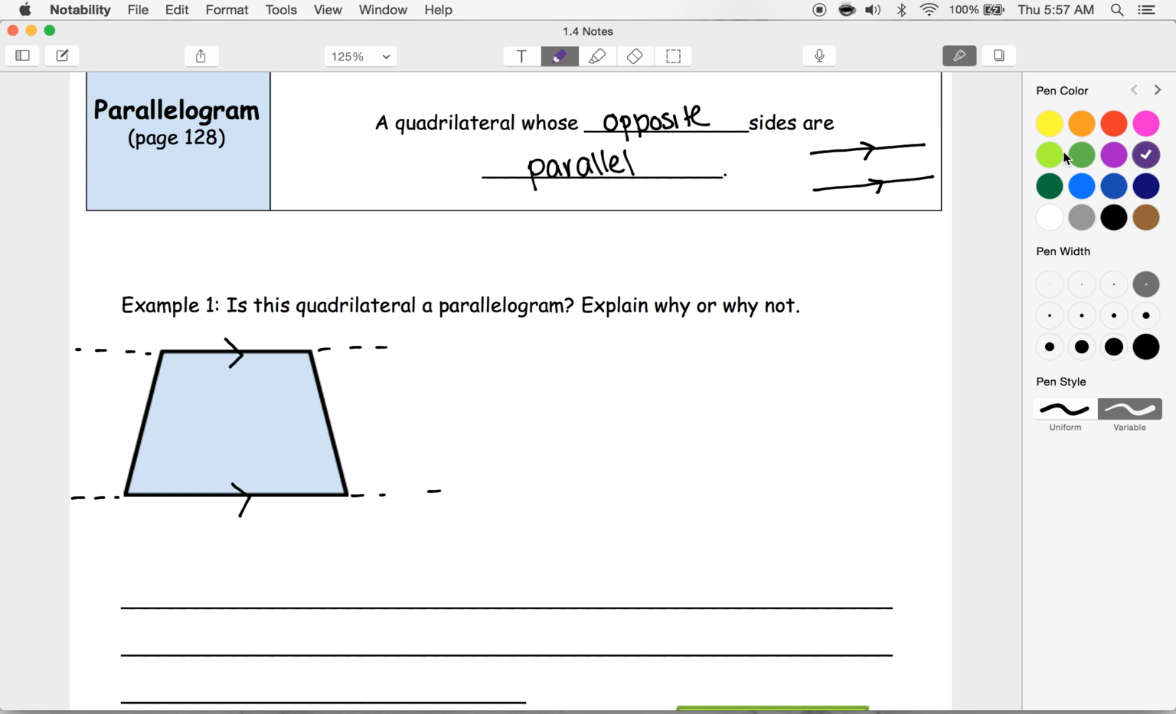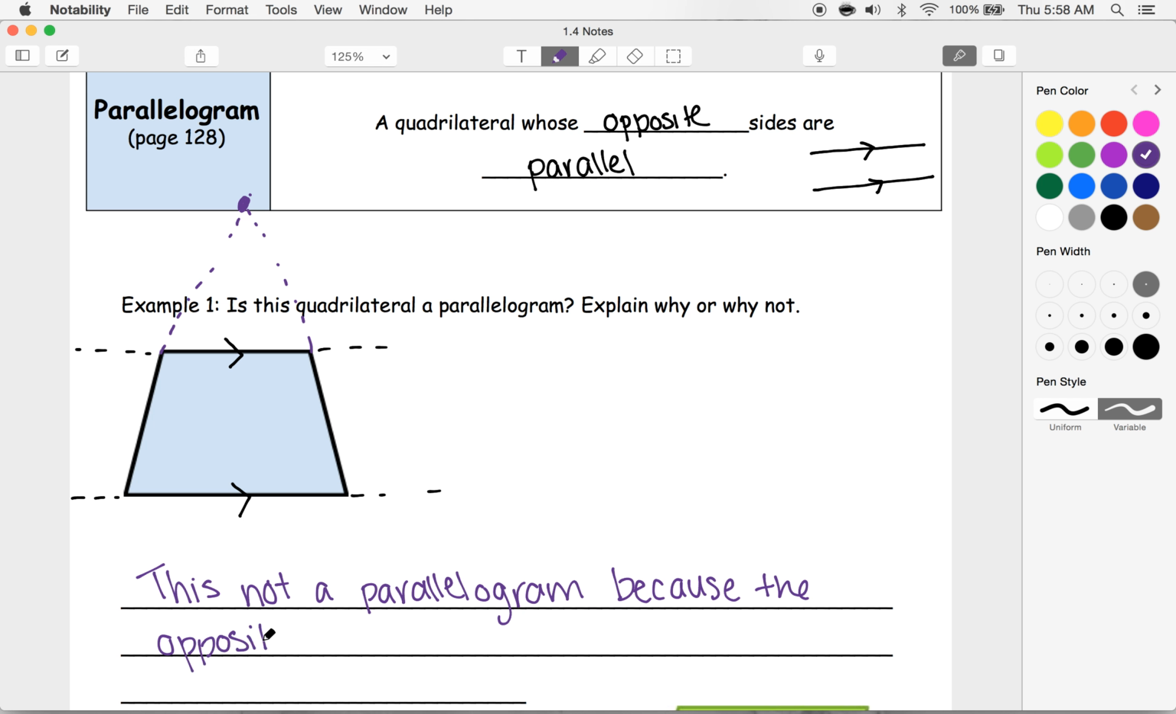But if I extend these lines on and on forever and ever, eventually they are going to intersect. So because these lines would eventually touch, they're not parallel. So this is not a parallelogram because the opposite sides are not parallel.